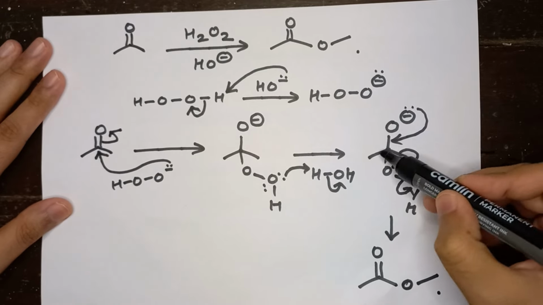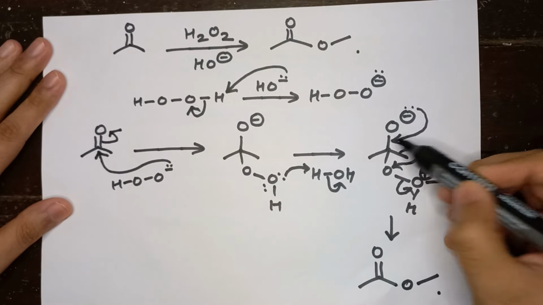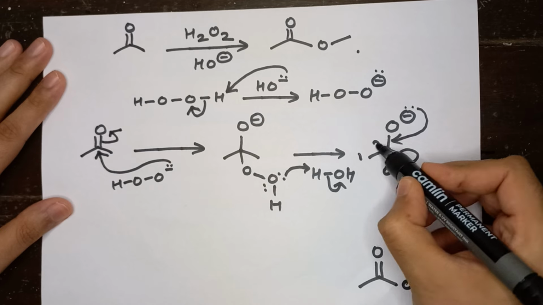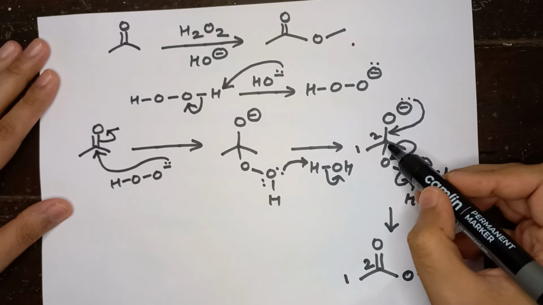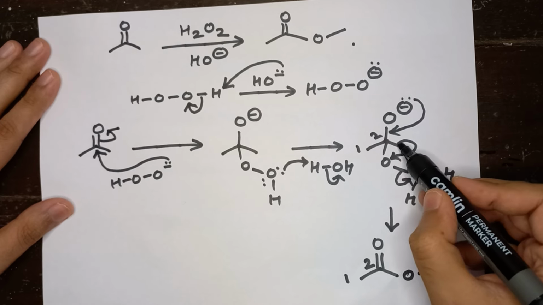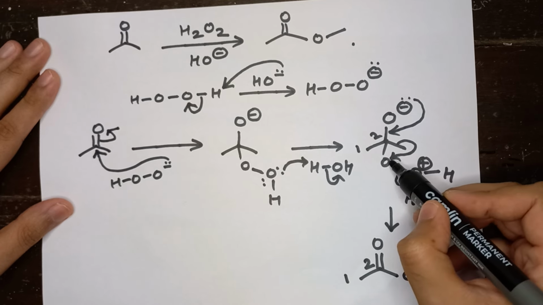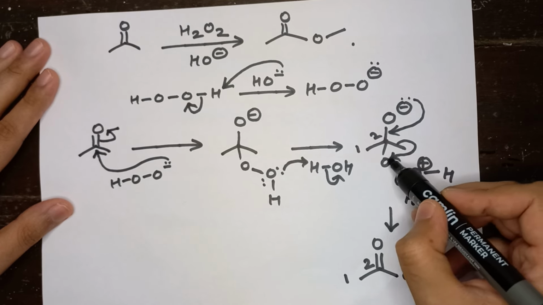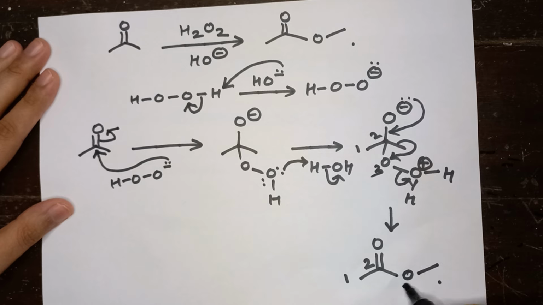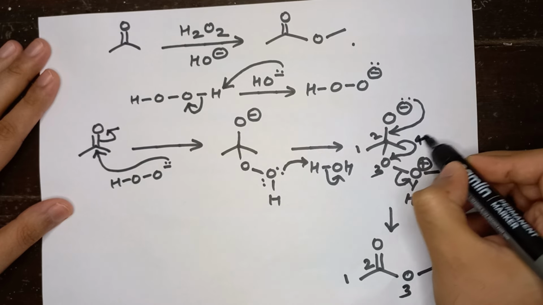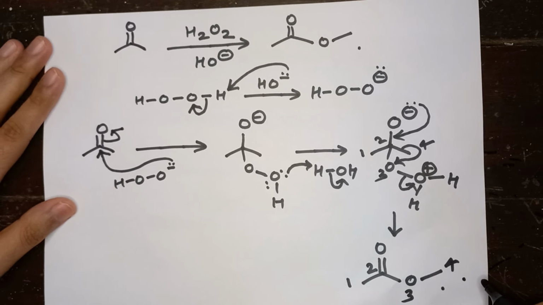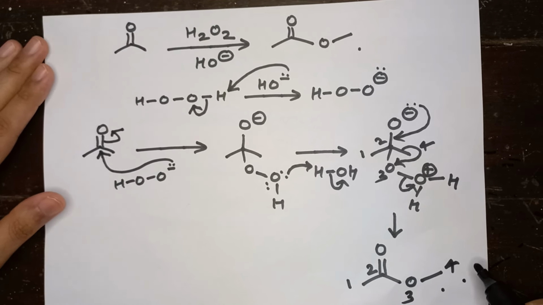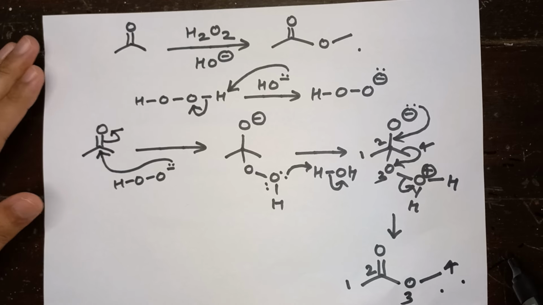Right? So we have generated a carbonyl system. Let me number it. So 1, 2, 1, 2. Now carbon number 2 has become a carbonyl system. And now this methyl, this carbon has completely moved or migrated, or you can say bonded with oxygen. So this oxygen is number 3, and this carbon is 4, which is right here. So this is a mechanism of Baeyer Villiger oxidation by using hydrogen peroxide under basic condition.